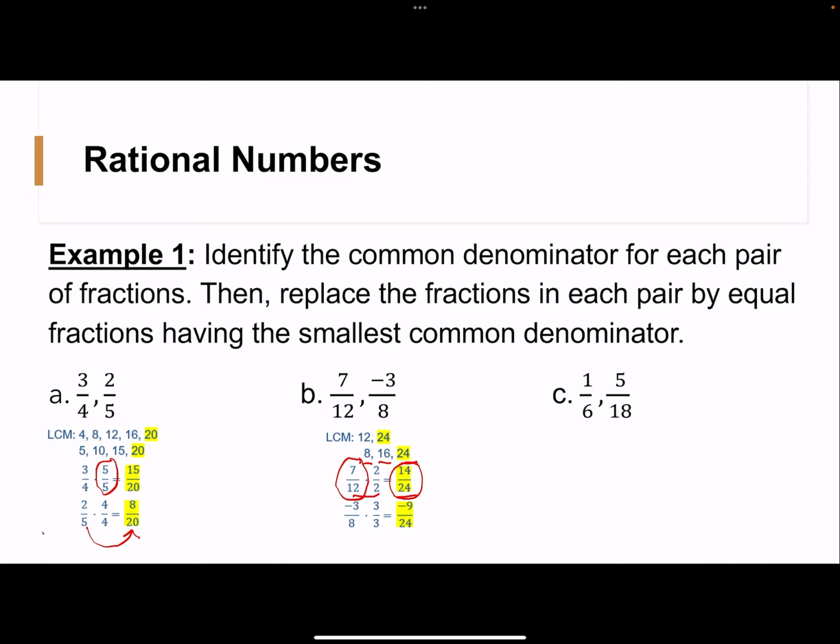To convert -3/8 to a fraction with a denominator of 24, I'm going to multiply by 3 over 3. 8 times 3 is 24. -3 times 3, -9 over 24.